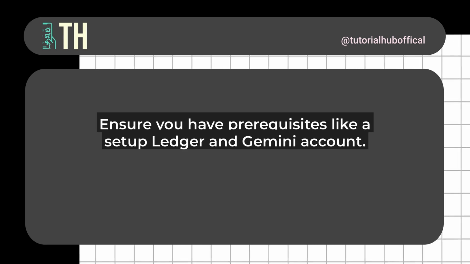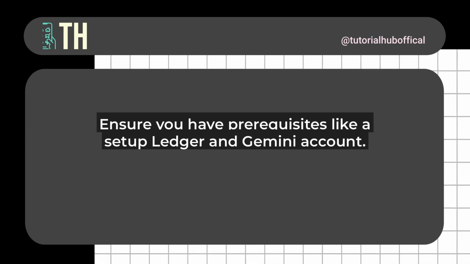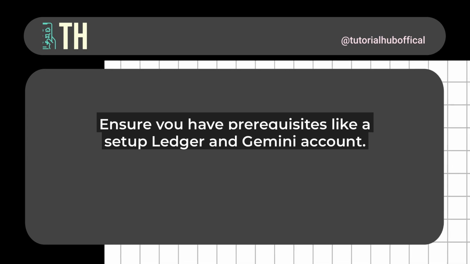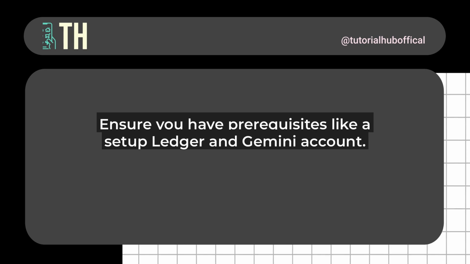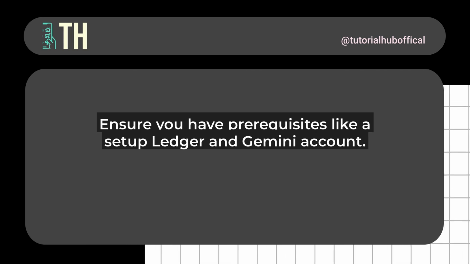Before we start, make sure you have your Ledger Nano X set up with the Ethereum app installed, since USDT runs on the Ethereum blockchain. You'll also need a verified Gemini account and some ETH for gas fees, as transfers aren't free.